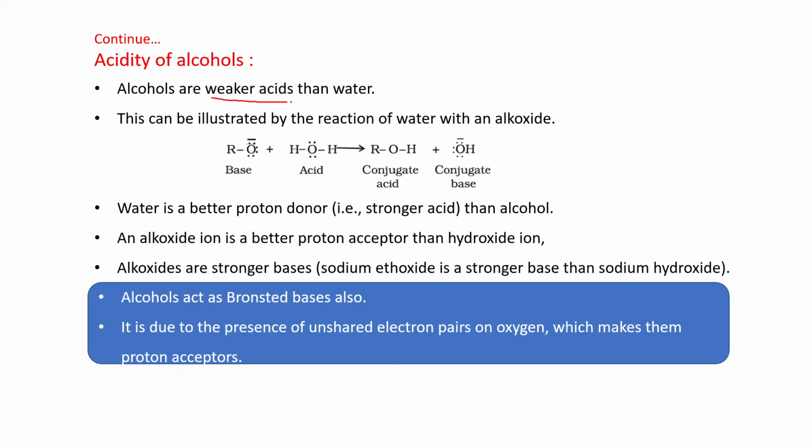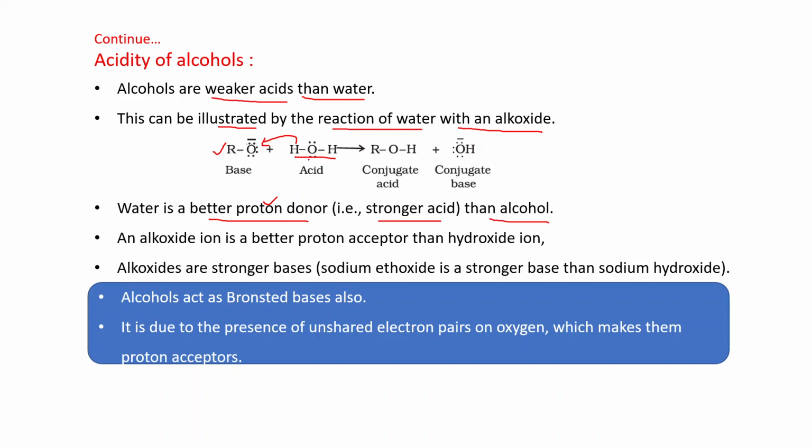Alcohols are weaker acids than water. How can we prove that alcohols are weaker acids than water? This can be illustrated by the reaction of water with an alkoxide. You can say this is alkoxide ion and this is water. In this case, this water has the tendency to protonate this one. That's why we can say water is a better proton donor, and a better proton donor means a stronger acid than alcohol.